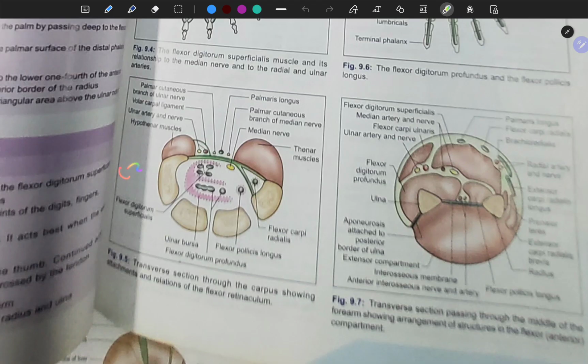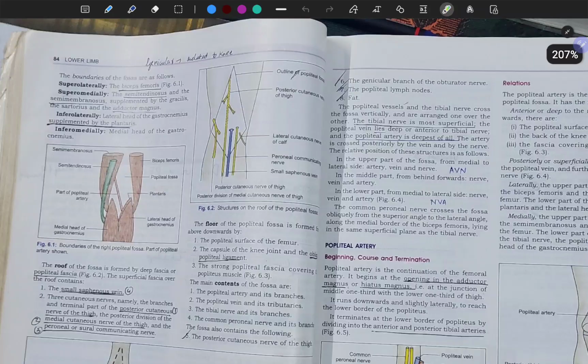Clinical significance: carpal tunnel syndrome. They will release the flexor retinaculum so as to prevent the entrapment of the median nerve. So sometimes they may ask you about the popliteal fossa.